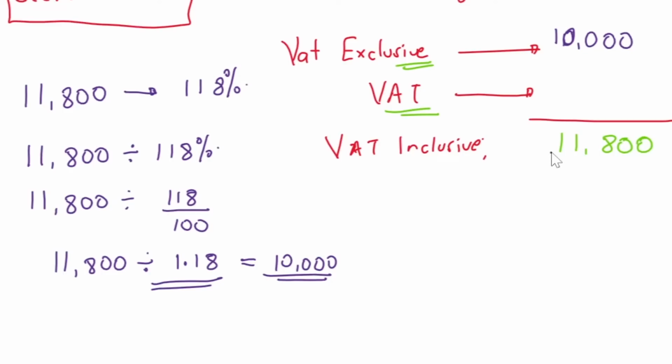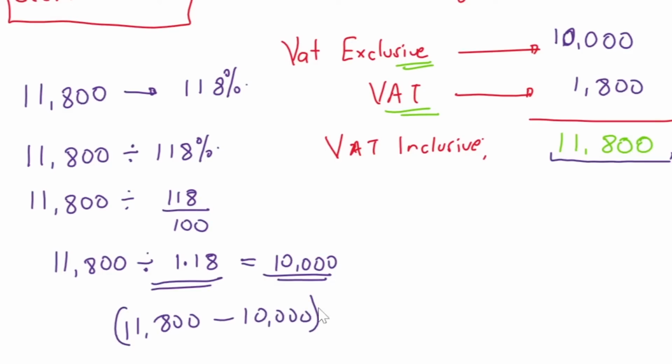So we get 11,800 minus the 10,000, and what do we have here as VAT? It's going to be 1,800. We get this VAT by getting the 11,800 minus 10,000 to get the 1,800, and that is what we are putting here as our VAT.